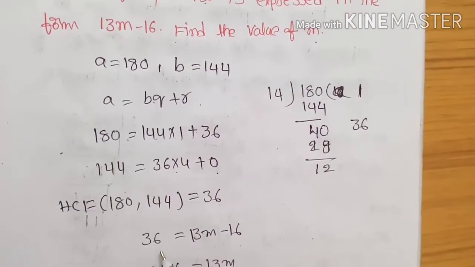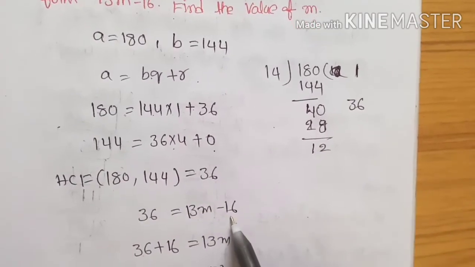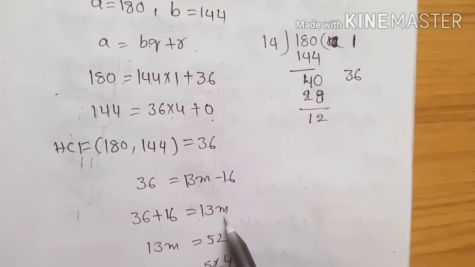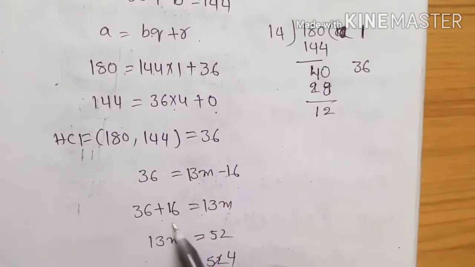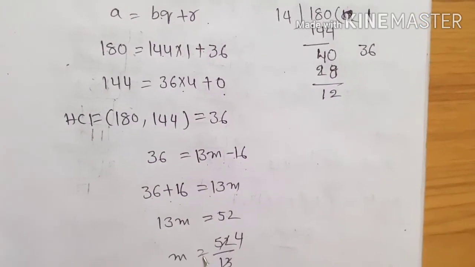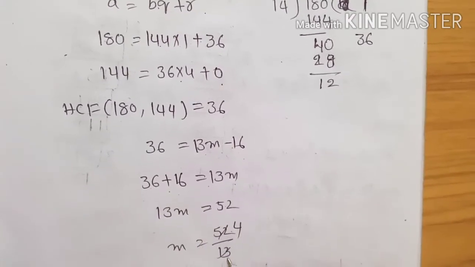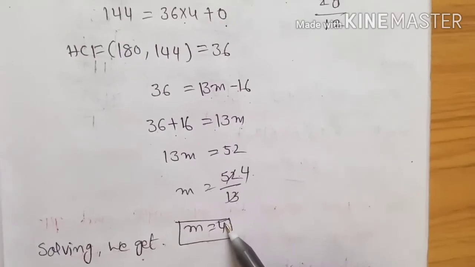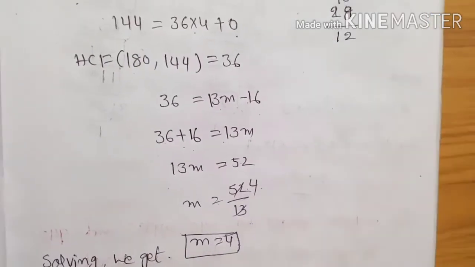Then 36 = 13m − 16. Adding 16, 36 + 16 = 52, so 13m = 52. Then m = 52 by 13, which is 4. Okay, m is equal to 4. Solving, we get this. Okay, next.